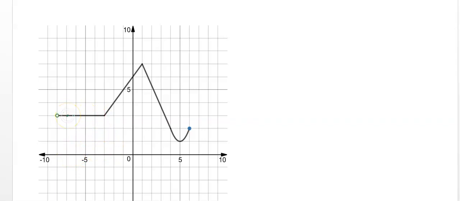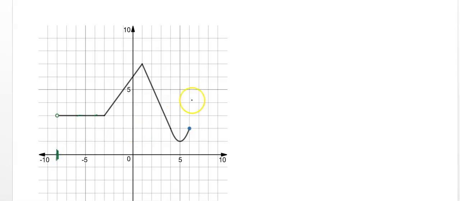I've got a point there, a point there, a point there, and all the points in between. There are an infinite number of them, so you can't list them. So we write our answers as an interval. So when I'm looking at domain, I'm looking at what x's are shown on the graph.